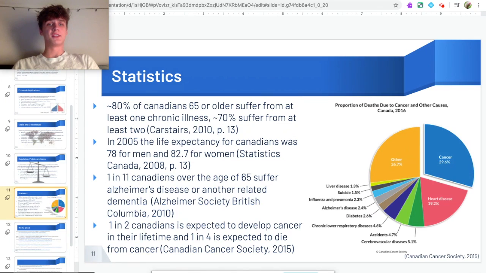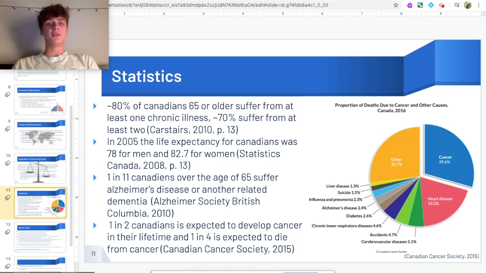Finally, some statistics. So obviously, age-related illnesses are very prevalent all around the world. Even in Canada, about 80% of Canadians 65 or older suffer from at least one chronic illness. About 70% suffer from at least two. In 2005, the life expectancy for Canadians was 78 for men and 82.7 for women. And about 1 in 11 Canadians over the age of 65 suffer from Alzheimer's disease or another related dementia.